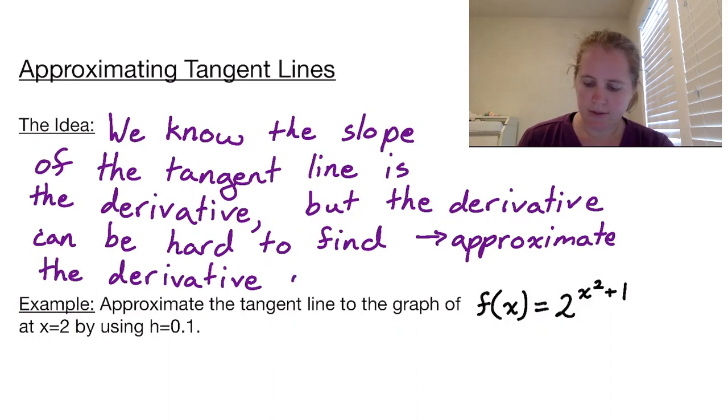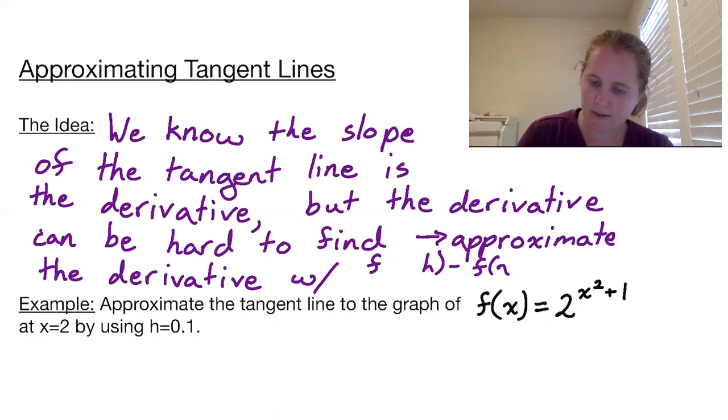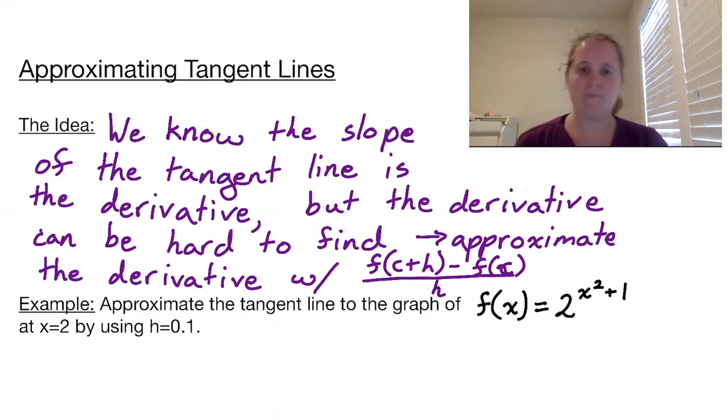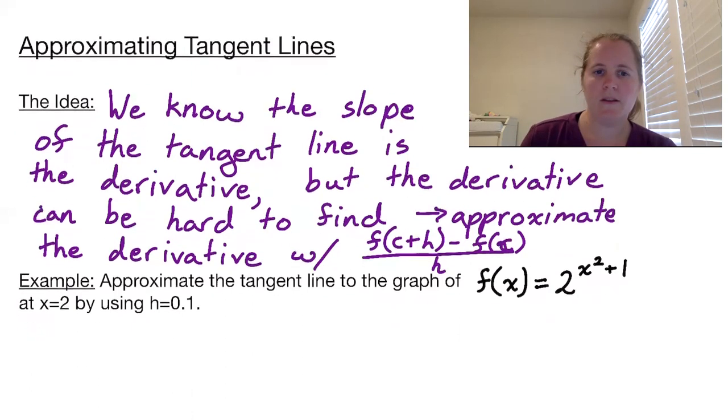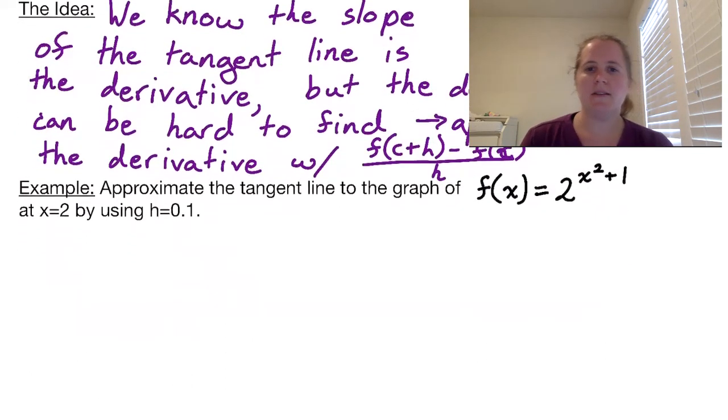So we approximate the derivative with just f of c plus h minus f of c all over h for some h. So for example, let's go ahead and approximate the tangent line to the graph of f of x equals 2 to the x squared plus 1 at x equals 2 by using h equals 0.1.